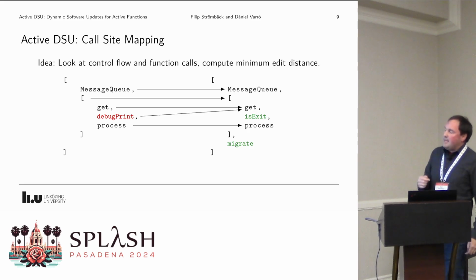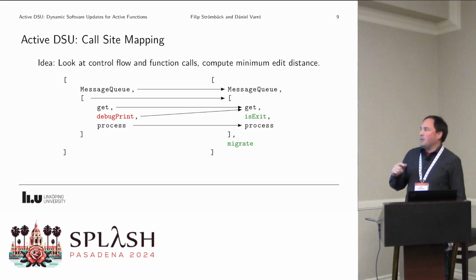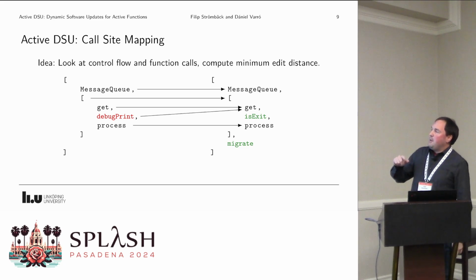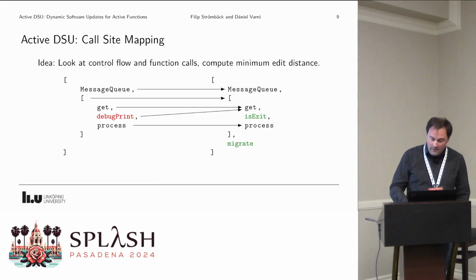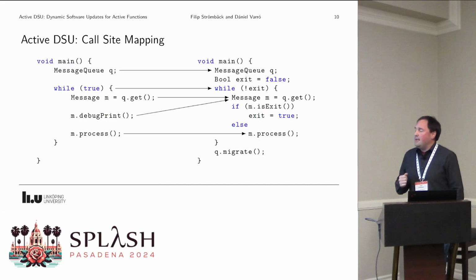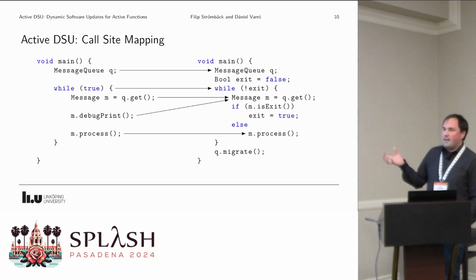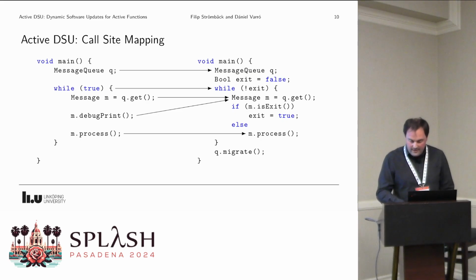So in essence, if I updated the program during the call to debug print, we will just return to after the get function and resume from there, for example. And this is what it looks like in the source code that we are in. And at this point, at least with this kind of small changes, it is quite intuitive, at least.